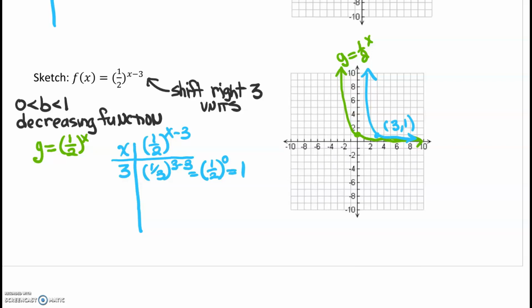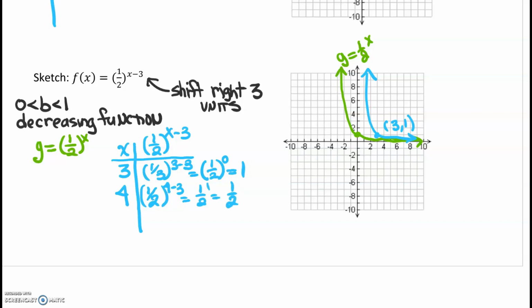Another point that might be nice to pick, we could pick 4 or go the other direction. Let's say we pick 4. Then we have 1/2 to the 4 minus 3, so that would be 1/2 to the first power, which is a half. So that would be another ordered pair, 4, 1/2.